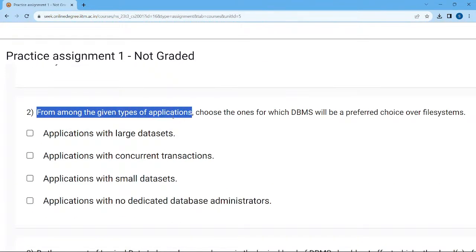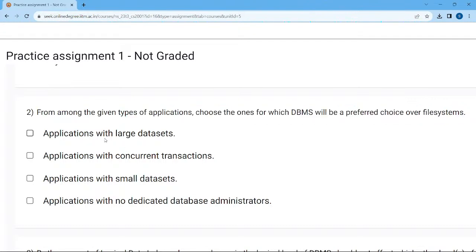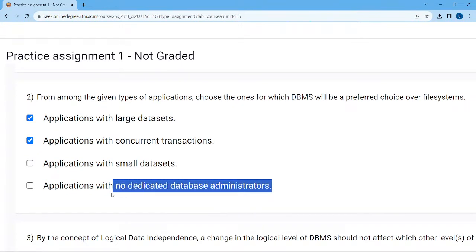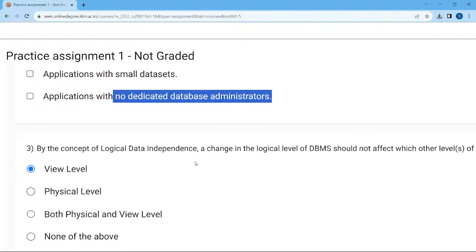From among the following types of application, choose the ones for which a DBMS will be the preferred choice over file systems. With a large data set, obviously, with concurrent transactions, obviously, with no dedicated database administrator. No, you need dedicated database administrators. That is a false statement. Do remember that you need a specific database administrator to work on a DBMS.